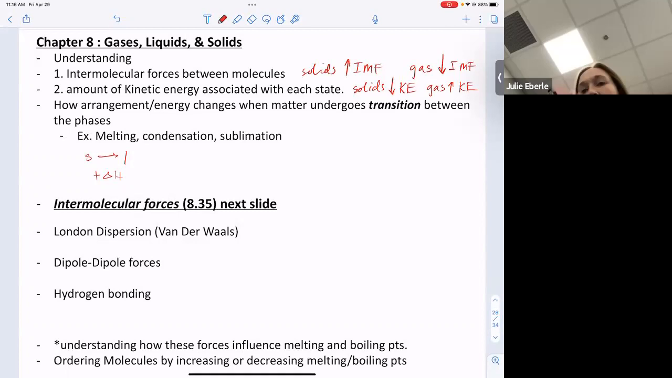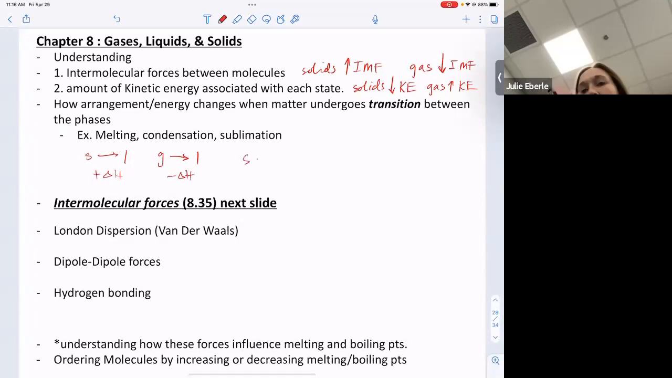Condensation means you're going from a gas back to a liquid. When you see condensation form on a glass outside in the summer or on a window. Okay, so here heat is being released, so that would be a negative delta H. Sublimation is a solid directly to a gas, dry ice. And that would be a positive delta H.